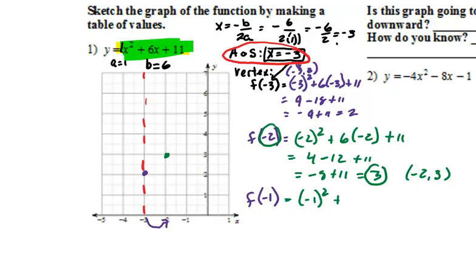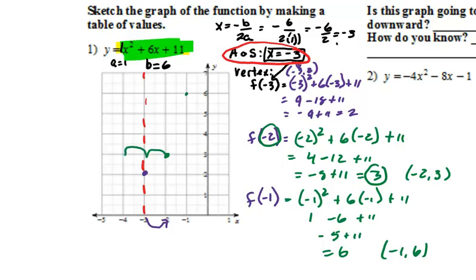We do the same thing. We plug in negative 1. We get 1 minus 6 plus 11. We get negative 5 plus 11. We get 6. So negative 1 comma 6. And whatever happens on this side happens on the other side. And then we make our parabola.